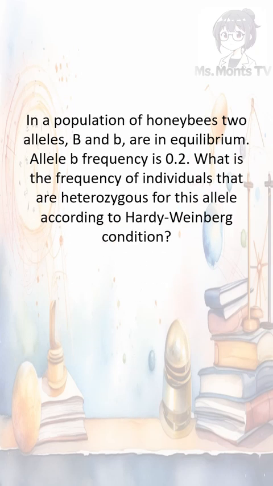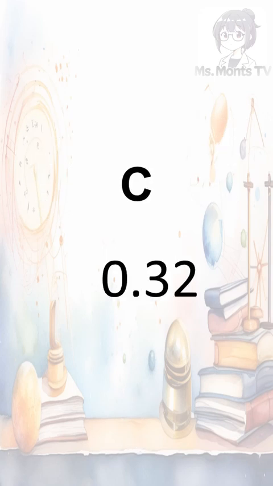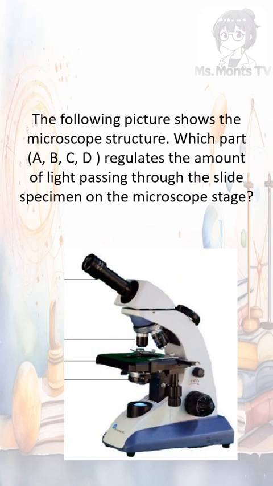In a population of honeybees, two alleles, B and b, are in equilibrium. Allele B frequency is 0.2. What is the frequency of individuals that are heterozygous for this allele, according to Hardy-Weinberg condition? A. 0.2, B. 0.16, C. 0.32, or D. 0.3. C. 0.32.